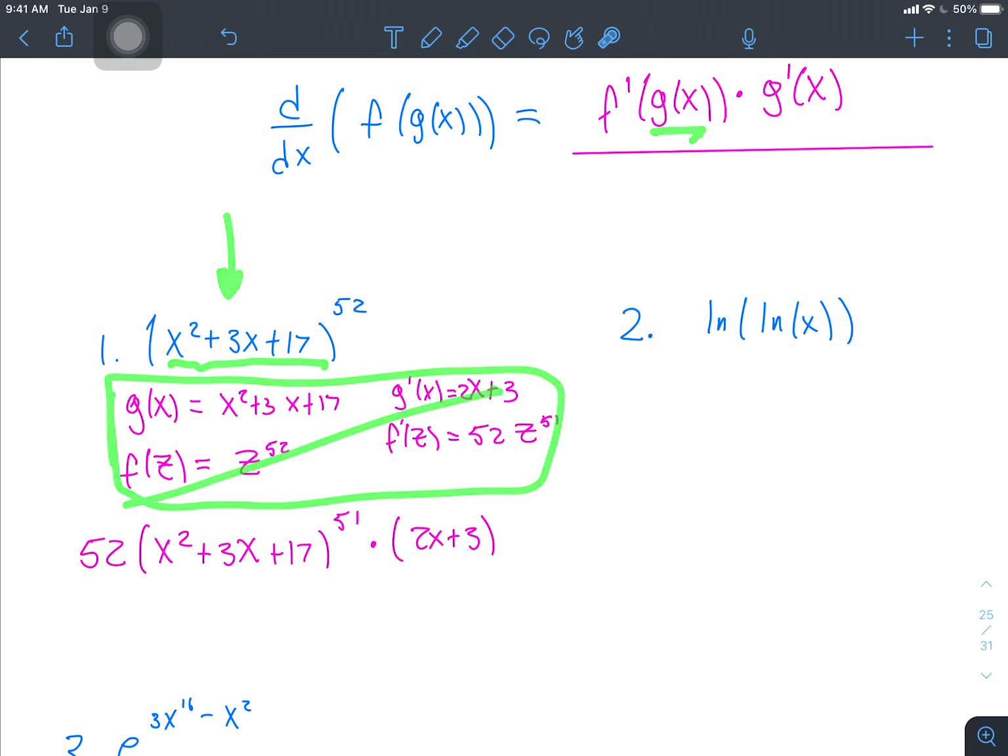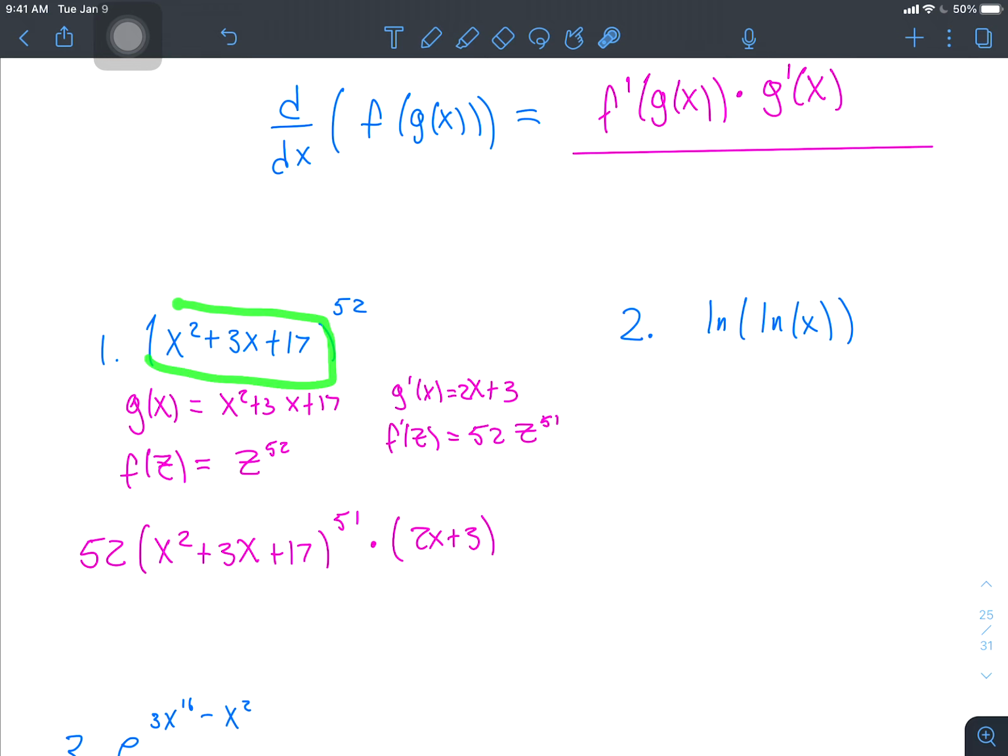So the first thing I do is I leave this part alone, and I just bring the 52 down and subtract 1 from it. Then I have to multiply times whatever the derivative of this inner part is. Okay? So that's the sort of faster way of doing it. Any questions on the first problem?